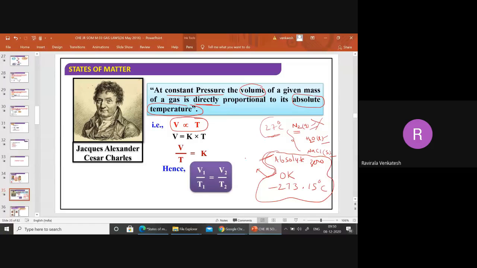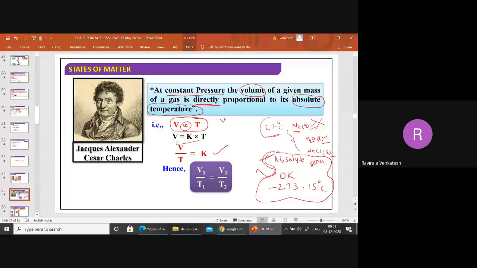But we can take that for different temperatures: V1 by T1 is equal to V2 by T2. Why this formula? Because when you remove the proportionality, V is equal to KT. Now send this T over here, and we get V by T is equal to K. Then based upon V by T is equal to K, V1 by T1 is equal to V2 by T2.